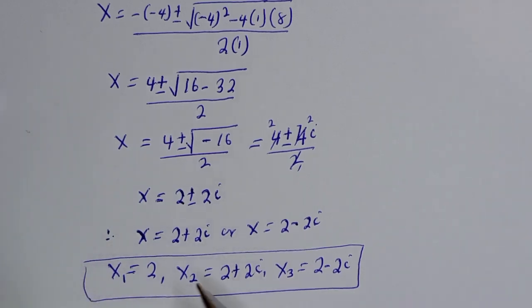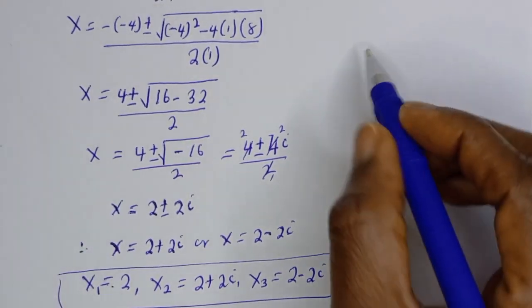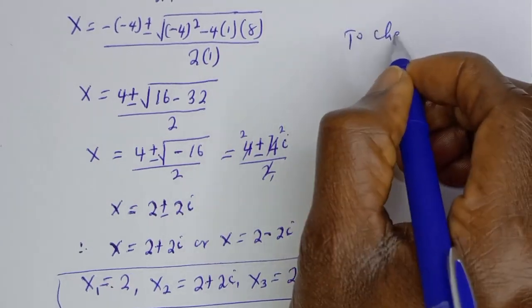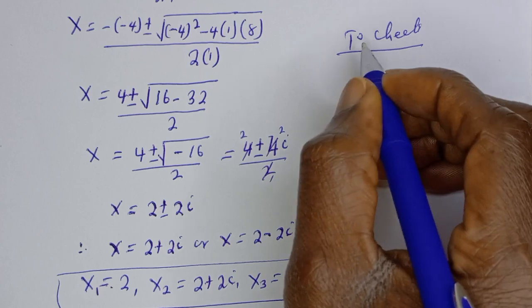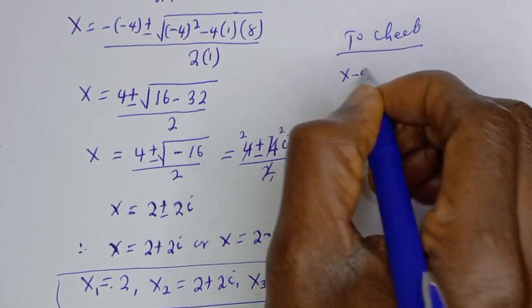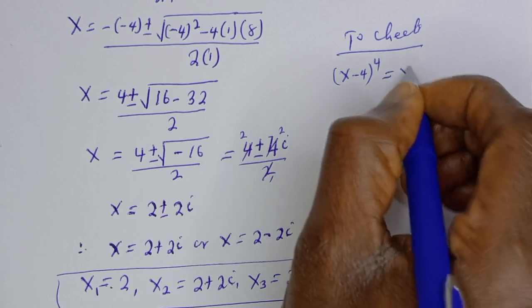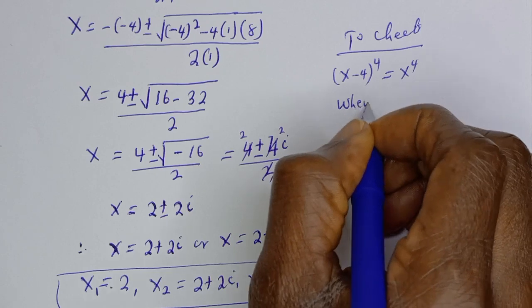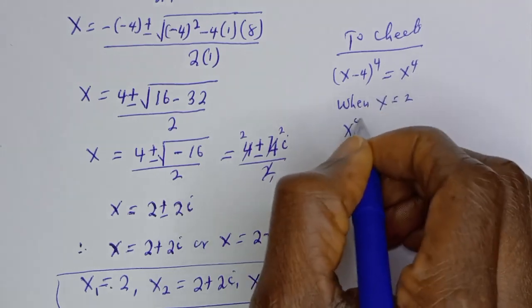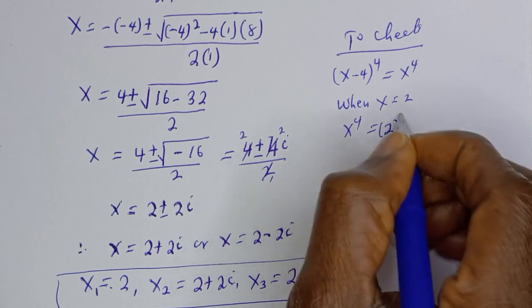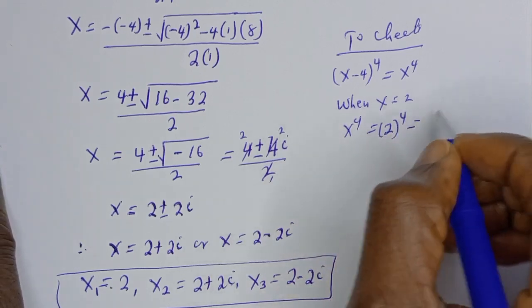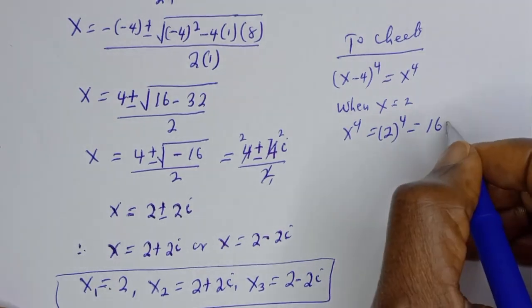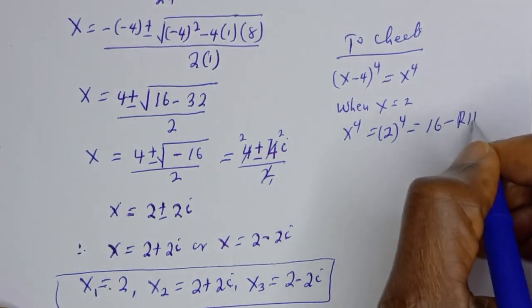We can check to confirm if our answer is right or wrong. In order to check, we're going to make use of this real solution, which is s is equal to 2. To check, we have the given equation, (s − 4)^4 is equal to s^4. Then when s is equal to 2, s^4 is equal to 2^4, which is equal to 16. This is the right hand side.